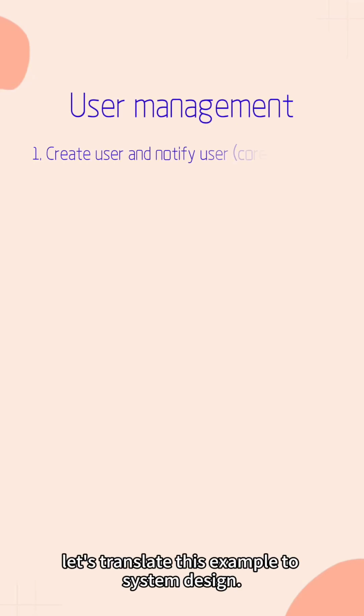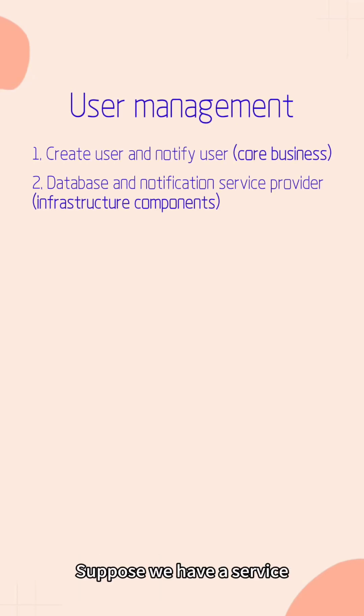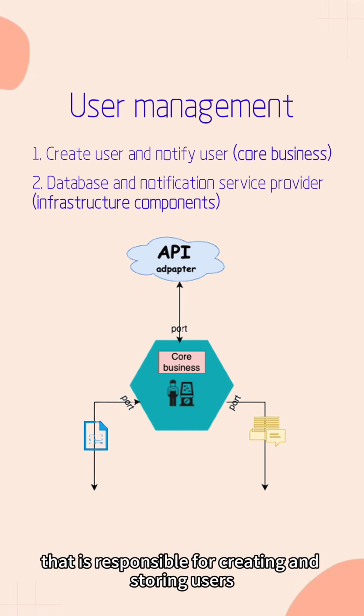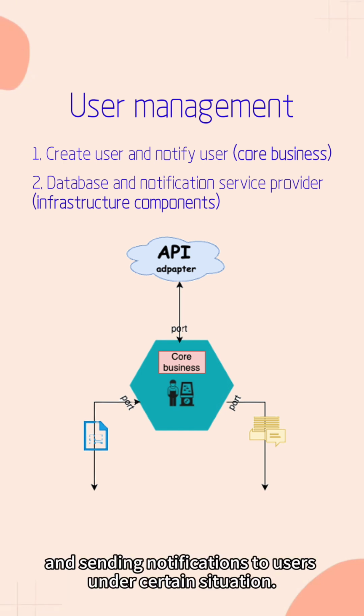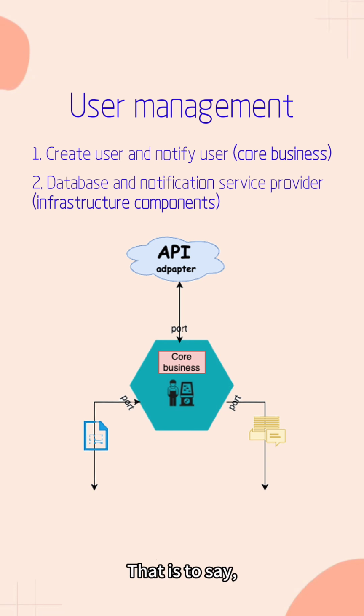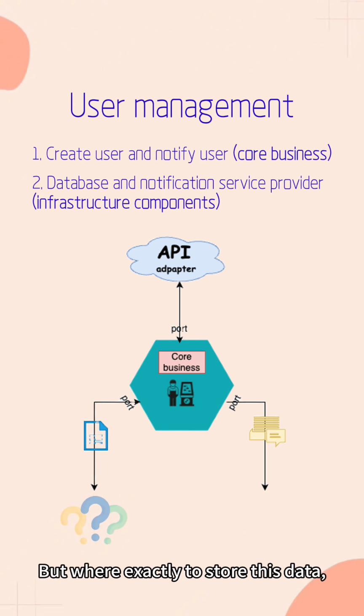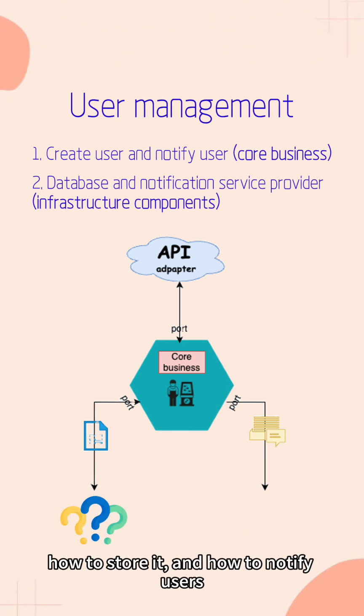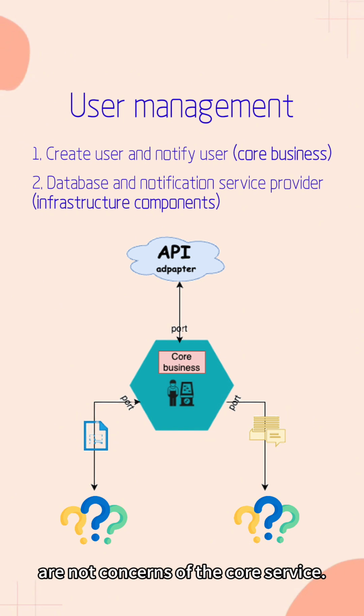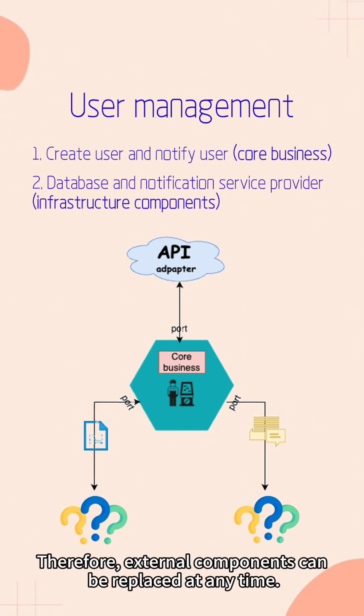Now, let's translate this example to system design. Suppose we have a service that is responsible for creating and storing users and sending notifications to users under certain circumstances. That is to say, the core business of this service is to store created user data and send notifications. But where exactly to store this data, how to store it, and how to notify users are not concerns of the core service. Therefore, external components can be replaced at any time.